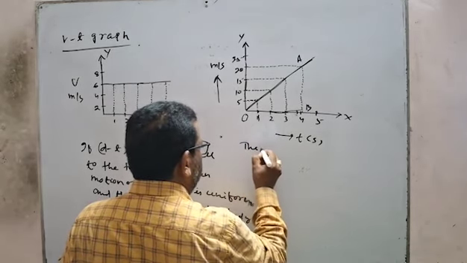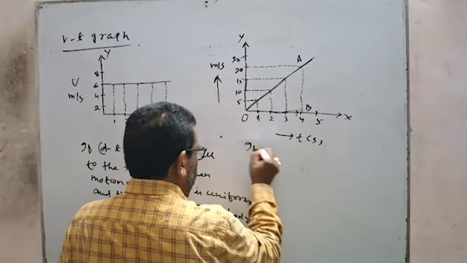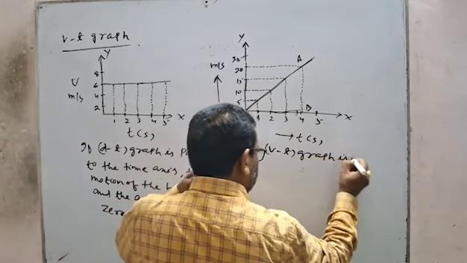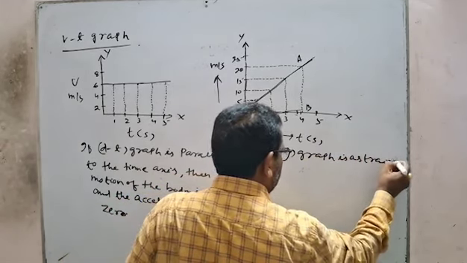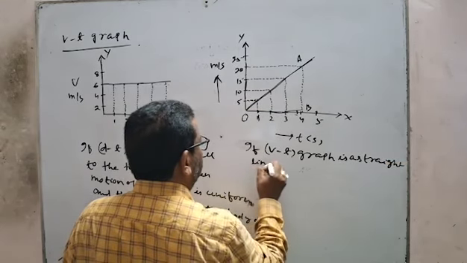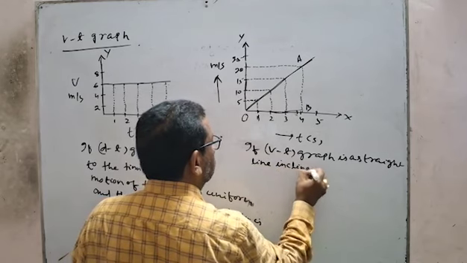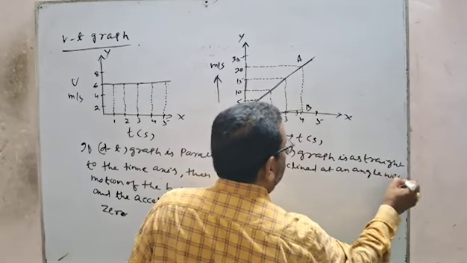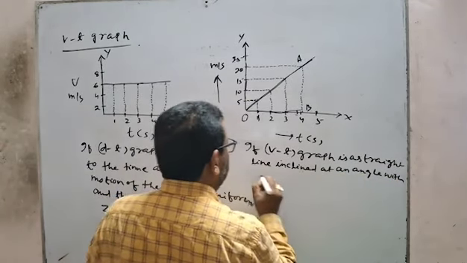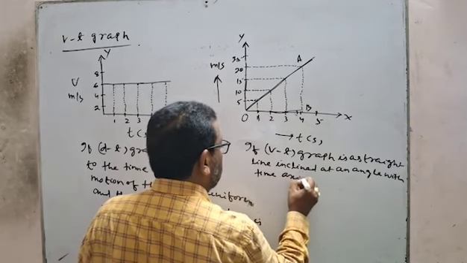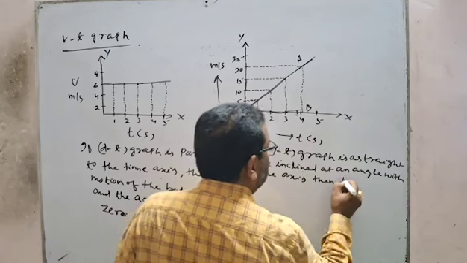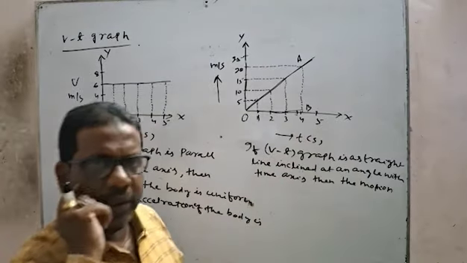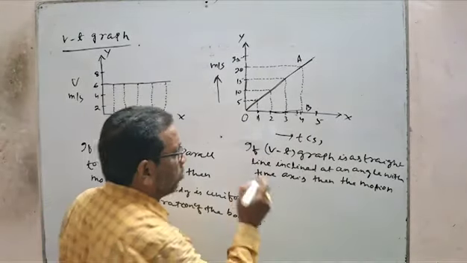The motion of the body, if you write like this: if the Vt graph is a straight line inclined at an angle with the time axis, then the motion of the body is non-uniform.